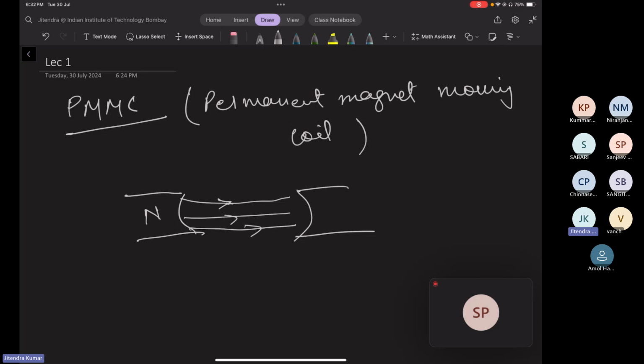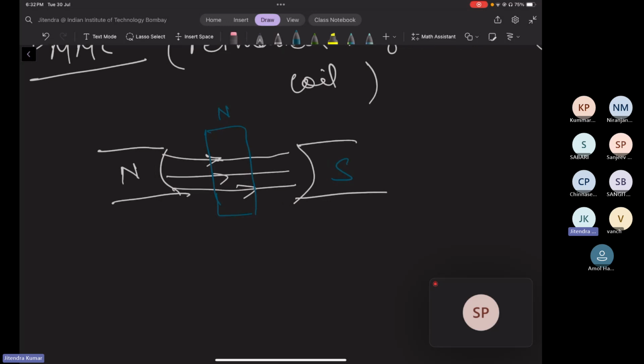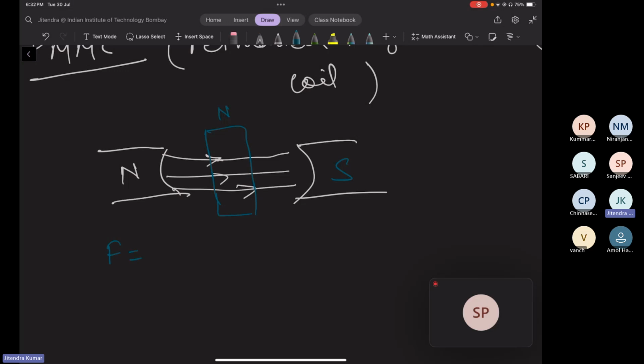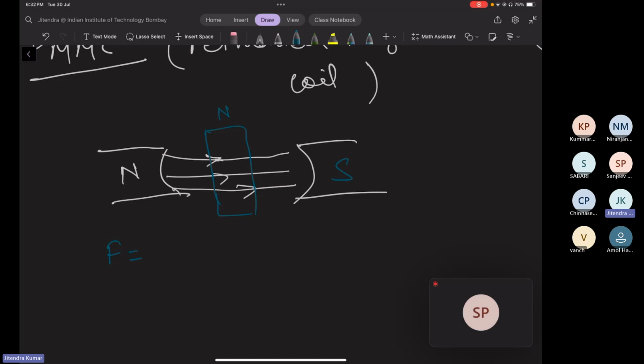If we place some magnetic material, such as iron, it will experience the flux originating from north to south. Let's suppose this is iron, and it has some number of turns, say n turns. How much force will be acting on this rectangular block of iron? What should I write here? How much force will act on this material?